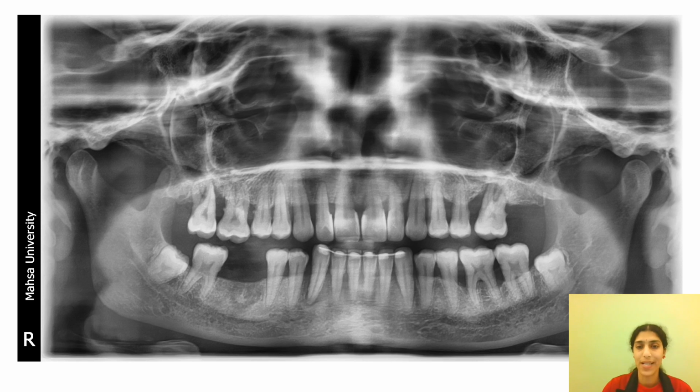Now let me show you an example. Here is a panoramic image of a patient with periodontitis. Let us see what findings you need to observe in a case of periodontitis. As you can see in this patient, there is generalized horizontal bone loss observed in both the maxillary and mandibular arches, and the bone loss extends roughly until the middle third on both the arches.